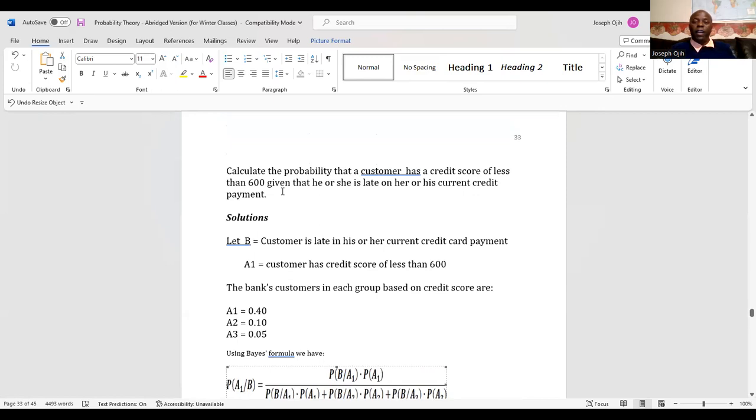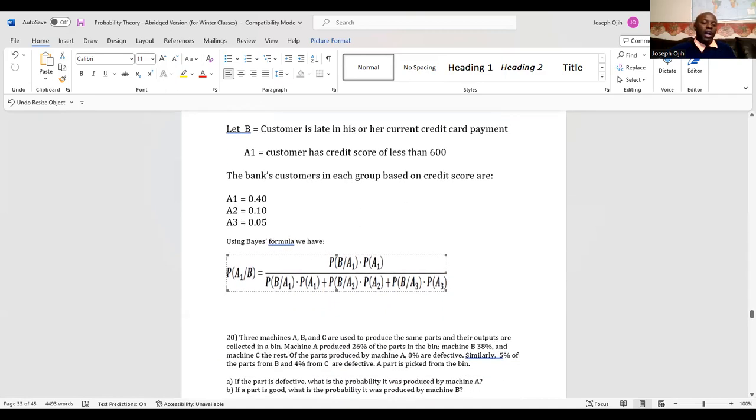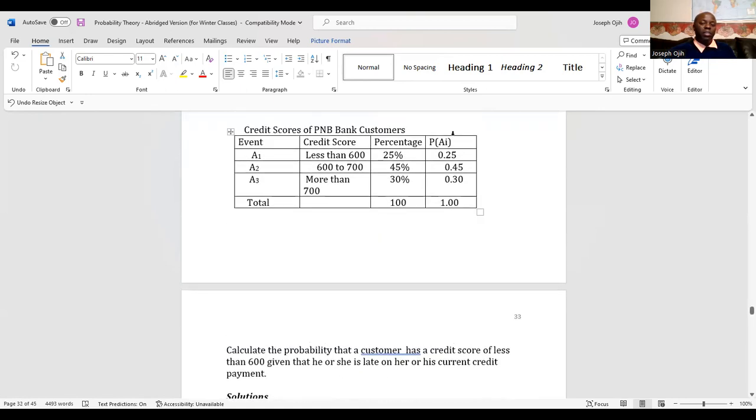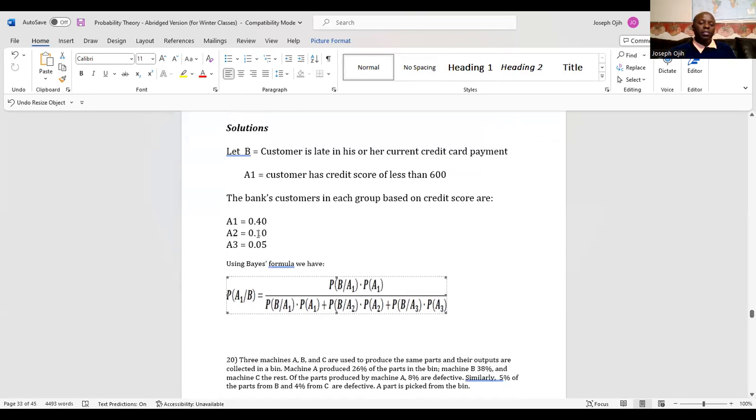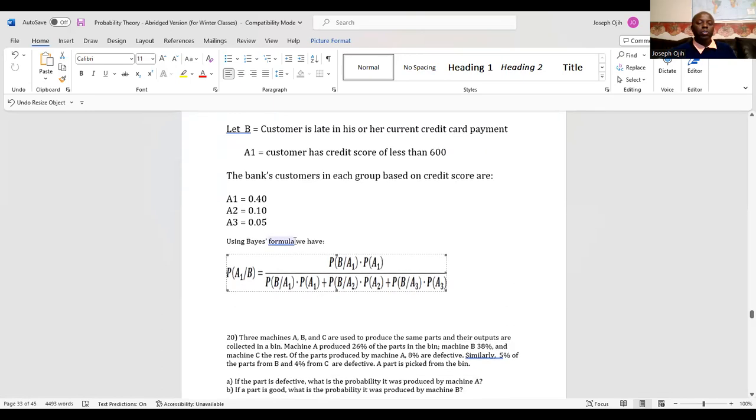They were asked to find the probability that the customer has a credit score of less than 600, given that he or she is late with the payment. So now, I have given you what they have. They give us the size of each customer group in percent, and the chance of them defaulting or being late are given. So all we need to do is plug this into this formula.